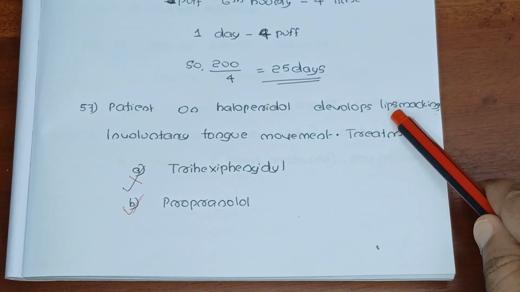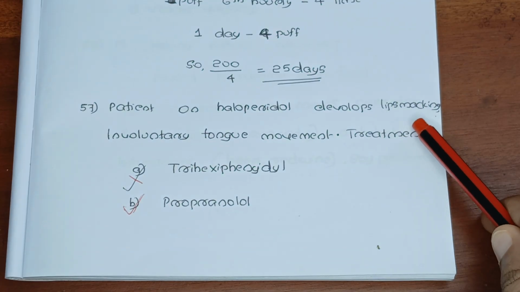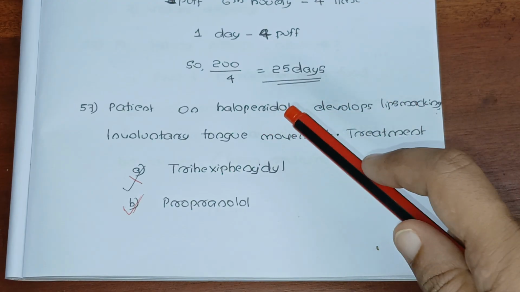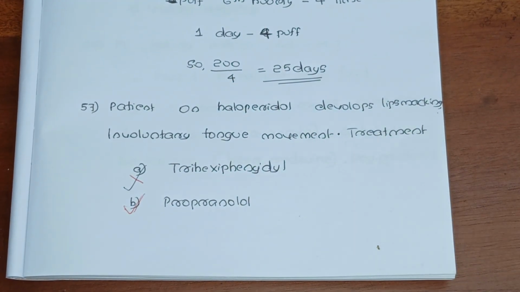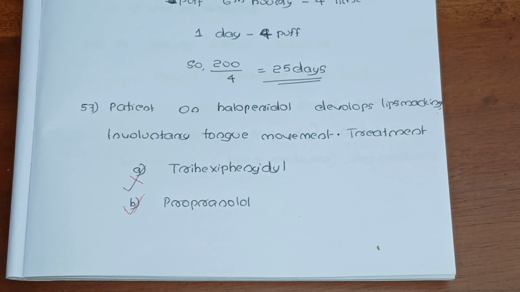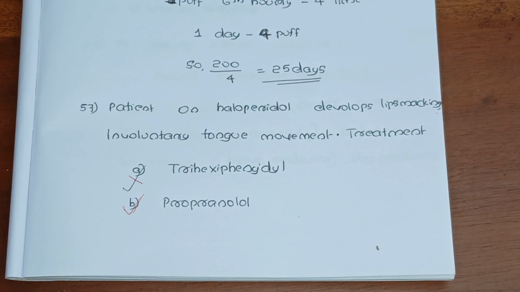Here it's showing clearly the symptoms of tardive dyskinesia: lip smacking, involuntary tongue movement. These are all signs of tardive dyskinesia. Tardive dyskinesia is an extrapyramidal symptom of using antipsychotics. One of the EPS is tardive dyskinesia. So the treatment of choice is low dose propranolol.